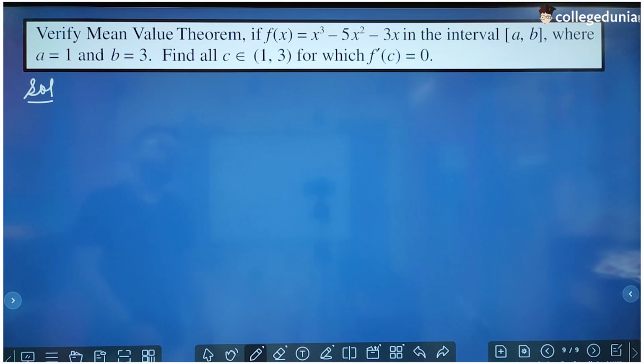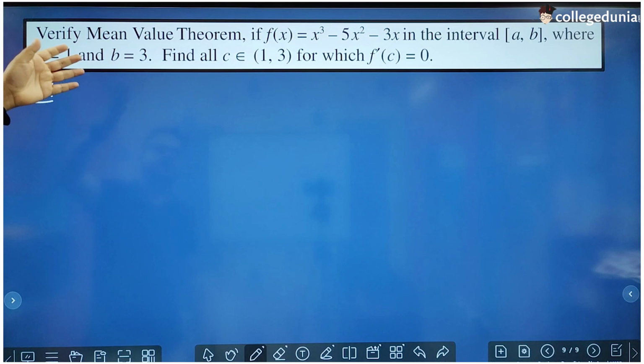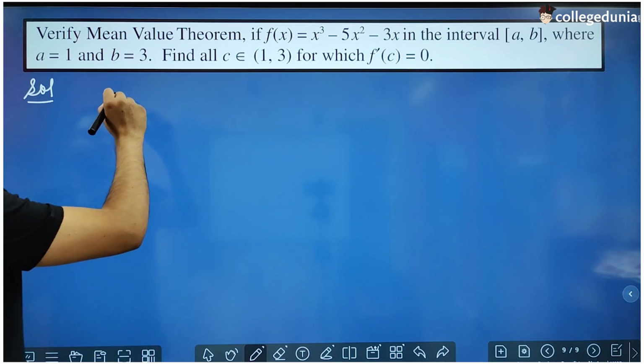Verify mean value theorem for this function in the interval a comma b, where a is 1 and b is 3. Find all c belongs to 1 comma 3 for which f dash c is 0. Okay, that is the other part. Verify mean value theorem for this function.